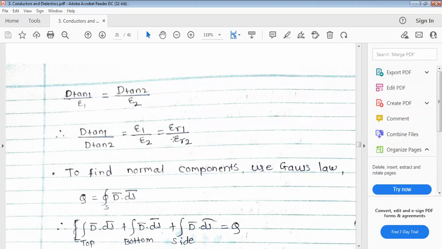So this permittivity can be written as epsilon is equal to epsilon 0 into epsilon r. Okay. So for epsilon 1, it is epsilon 0 into epsilon r1, and for epsilon 2 it is epsilon 0 into epsilon r2. So epsilon 0 gets cancelled here, and the remaining terms are only epsilon r1 and epsilon r2. Okay, so I hope everybody understood the tangential components of both electric field intensity and electric flux density. Okay, in tomorrow's lecture we'll see the normal components.